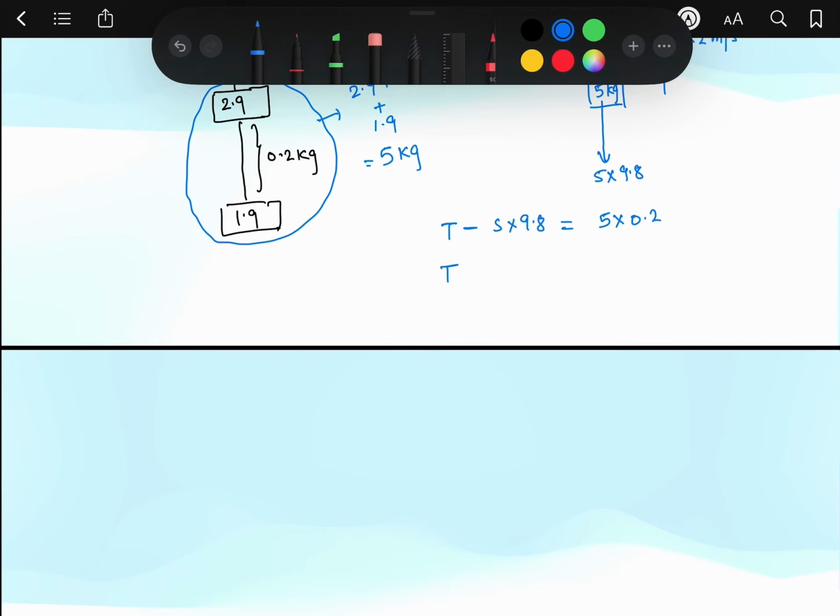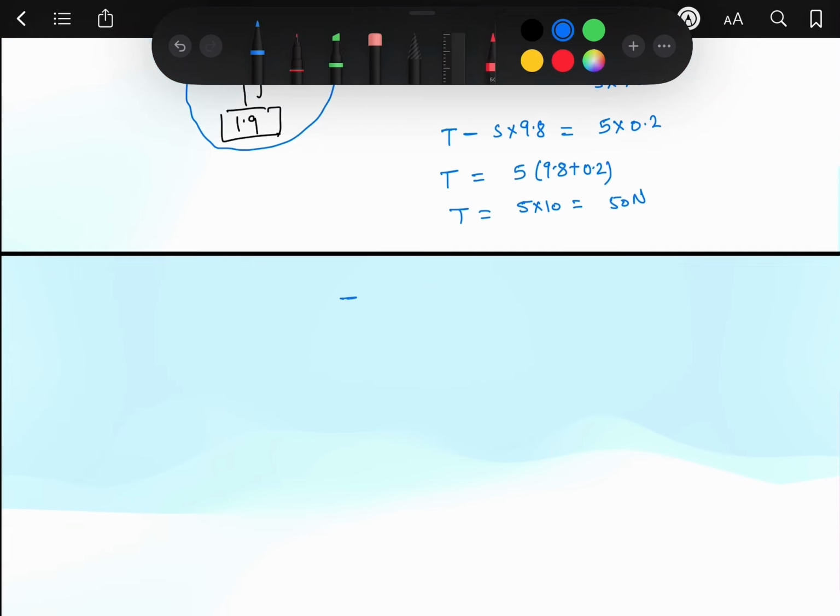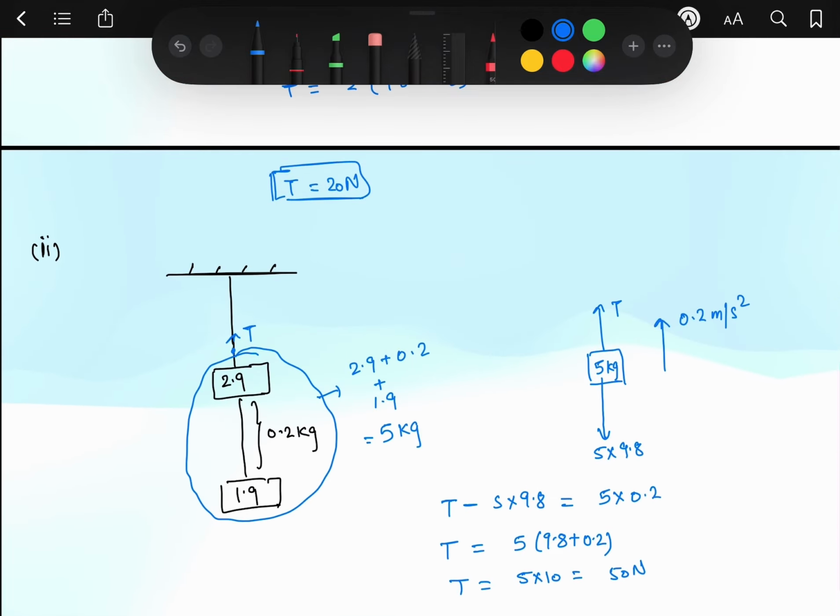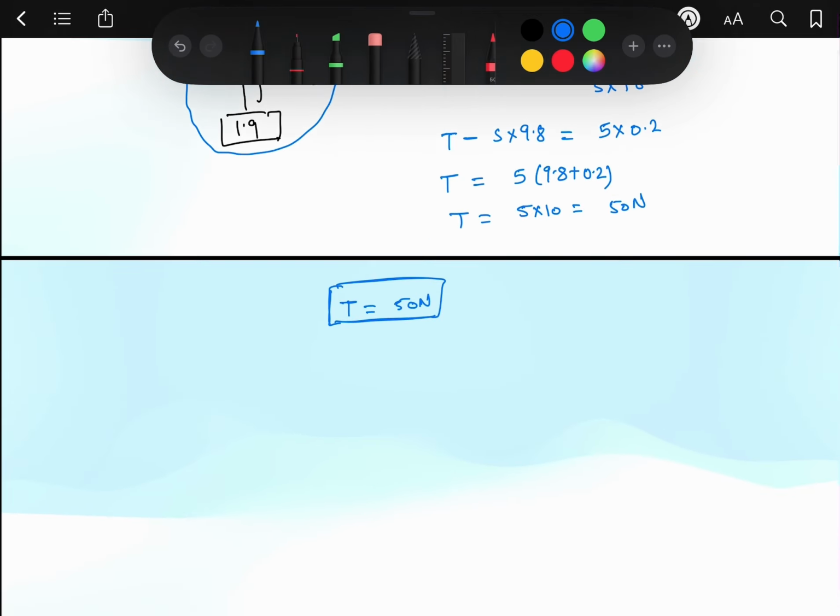So the tension at this point will be equal to 5 multiplied by (9.8 plus 0.2). So here tension will be equal to 5 multiplied by 10, that is equal to 50 Newton. So the tension at the midpoint of the upper wire will be equal to 50 Newton. Since tension in the upper wire is constant at every point, whether at the midpoint or at any point, the tension will be equal to 50 Newton only.